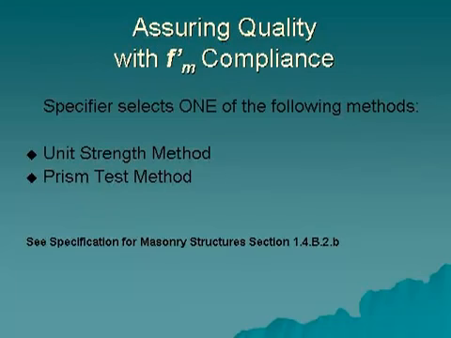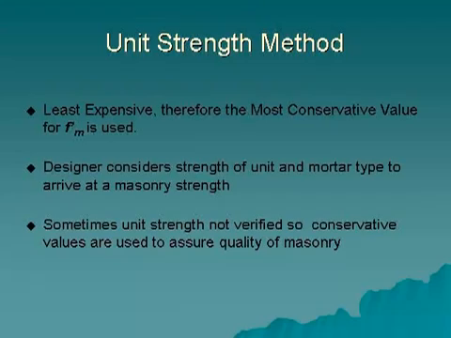The specifier selects one of the following methods: the unit strength method or the prism test method. The unit strength method is the least expensive. Therefore, the most conservative value for F'm is used. The designer considers the strength of the concrete masonry unit as well as the mortar type to arrive at a masonry strength.